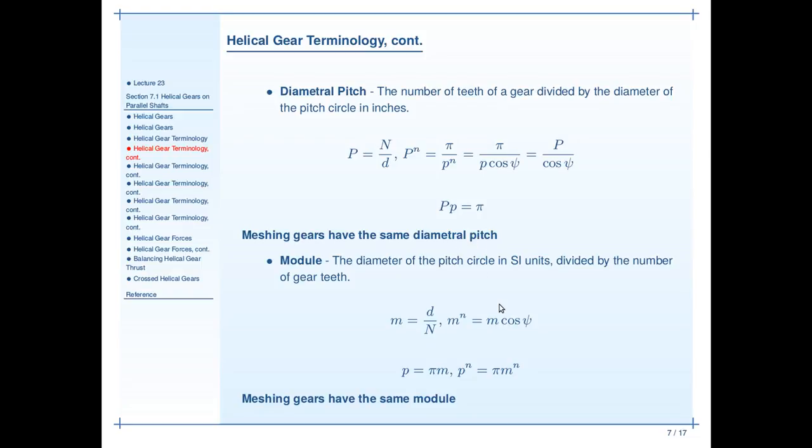Again, same with module. We have the same formula for helical gears that we have for spur gears. Again, there is a normal version of the module, which is related to the transverse module by the cosine of the helix angle. If we do have gears with a module, that means they are SI unit gears, and meshing gears have the same module.